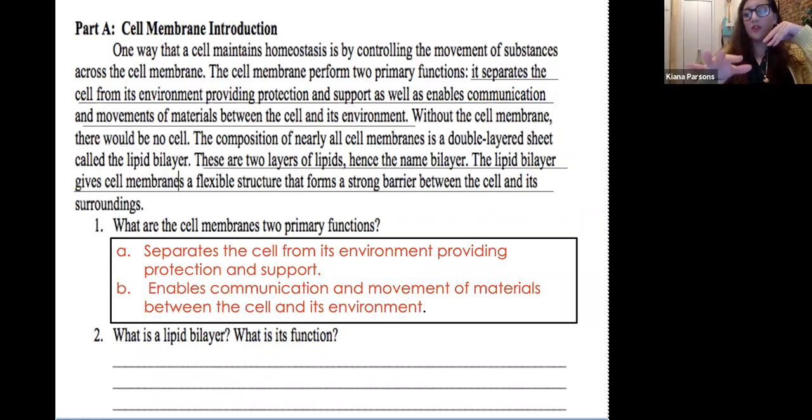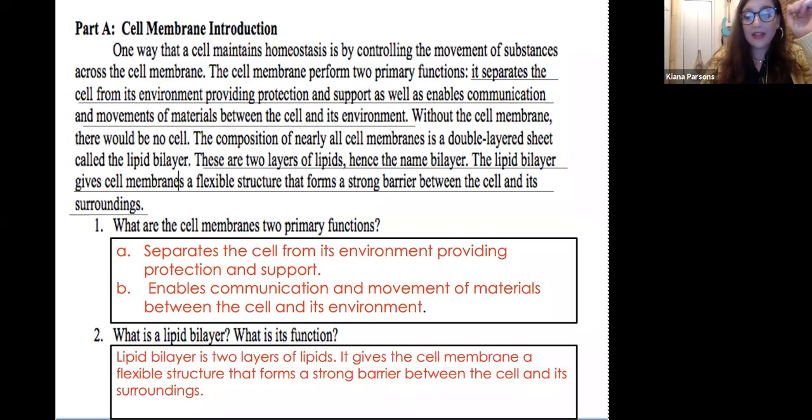And forgive me, we're about to go into this, but its special non-polar structure prevents water from being able to just pass through at any time. And instead, it has this semi-permeable property that protects the cell. The lipid bilayer is two layers of lipids. It gives the cell membrane a flexible structure that performs a strong barrier between the cell and its surroundings.